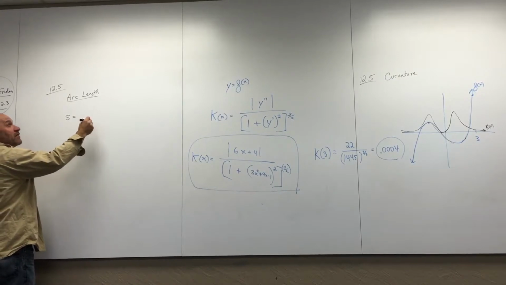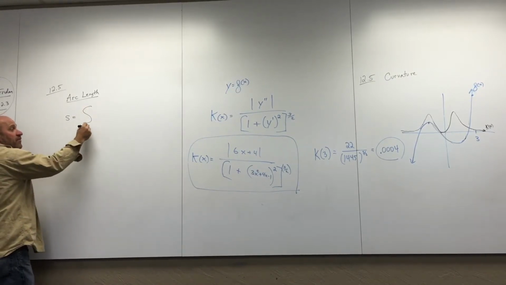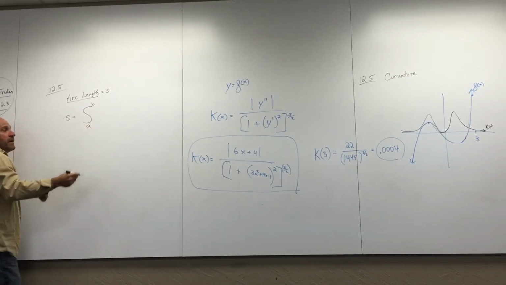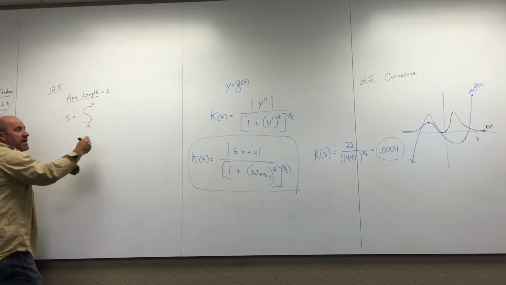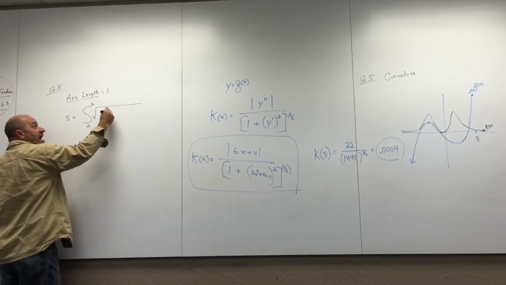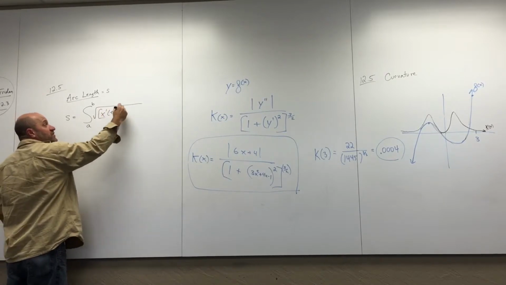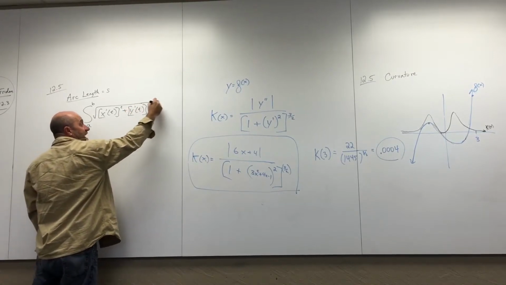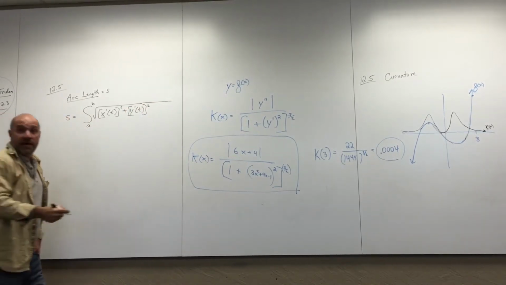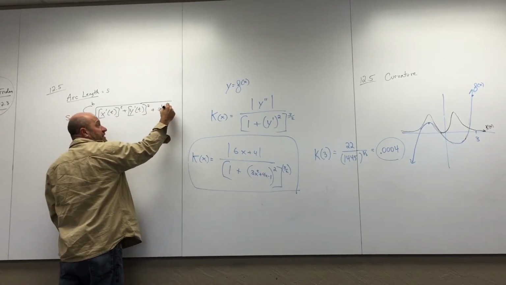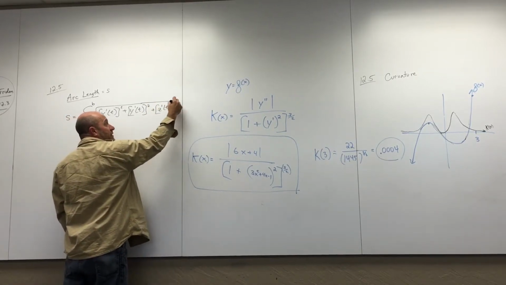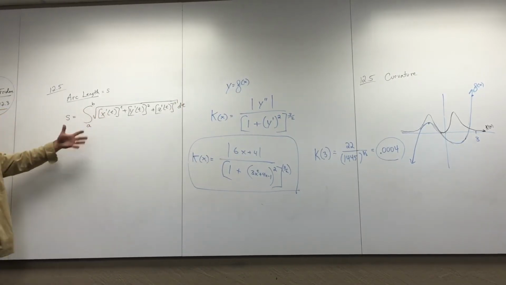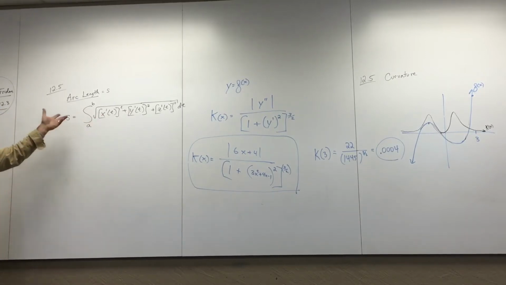Arc length in parametric equations was the integral from A to B. By the way, we use the letter S for arc length. It's the integral from A to B of the square root of x prime of t squared, y prime of t squared. And now that we're in maybe 3D, we would have z prime of t squared, with respect to t. So there's the formula for the arc length of a space curve.